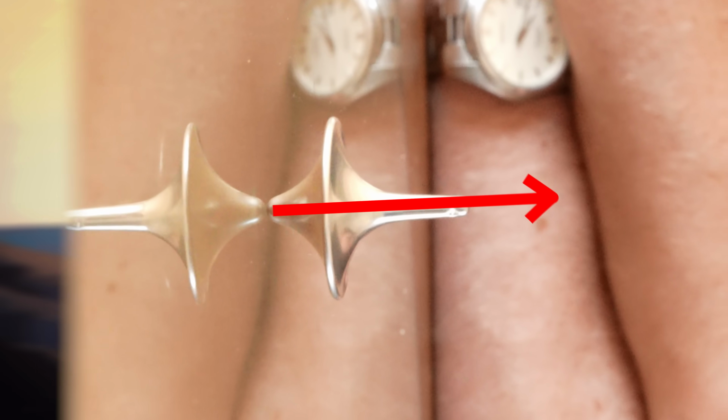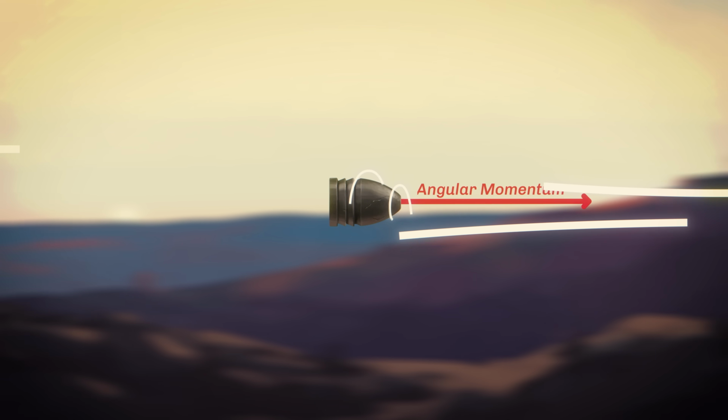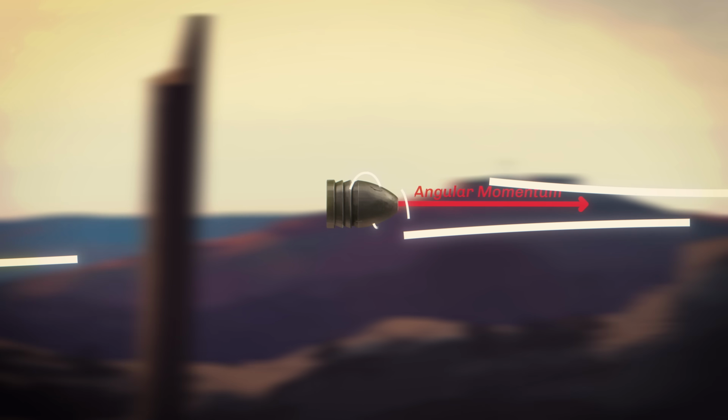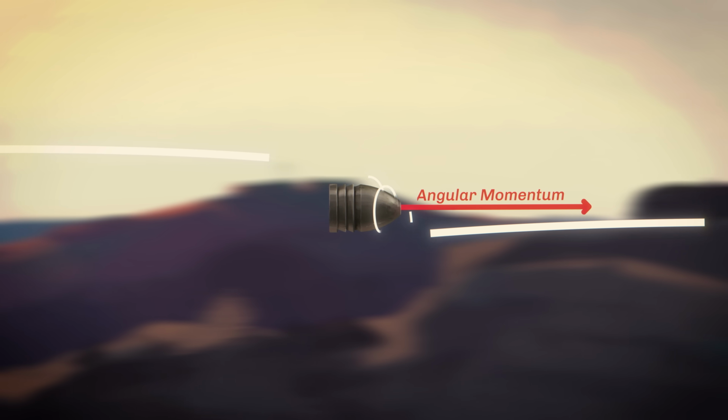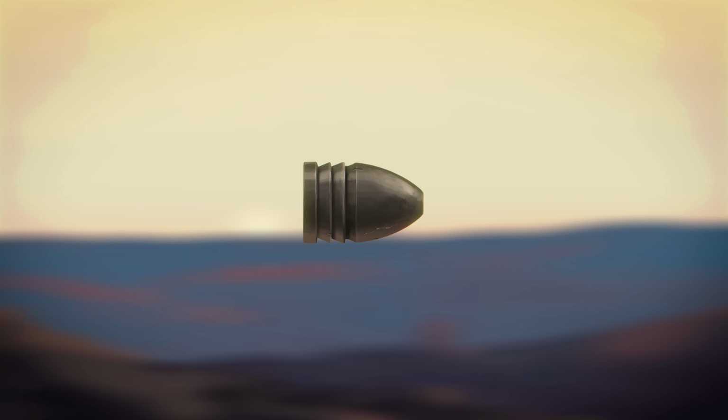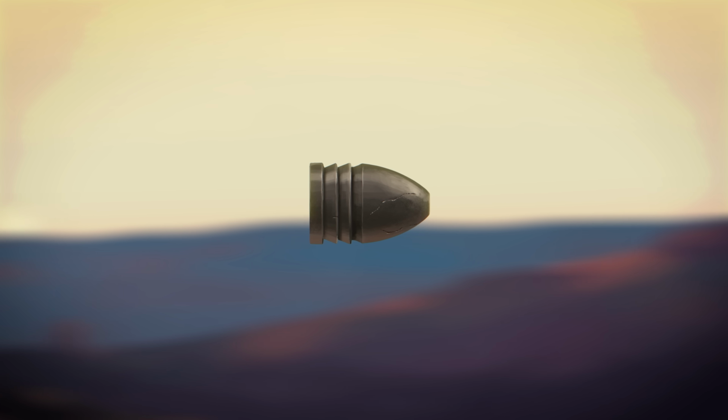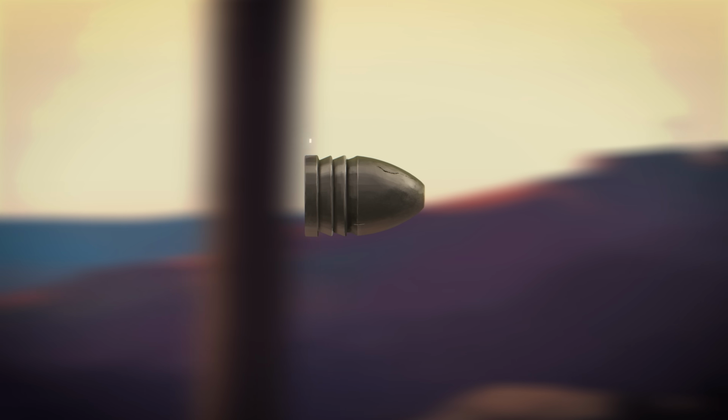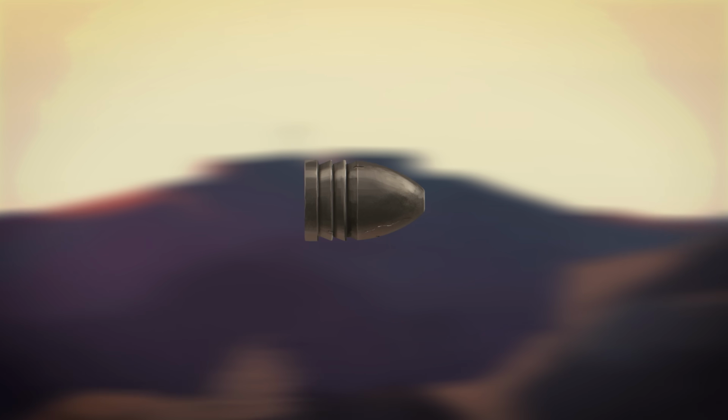A similar thing happens with a spinning bullet. Its angular momentum resists changes to its axis of rotation. So even if wind applies an unbalanced force to the bullet, it maintains its orientation. This reduces drag and helps the projectile fly further, faster, and more accurately.